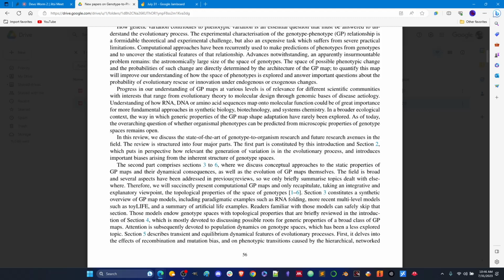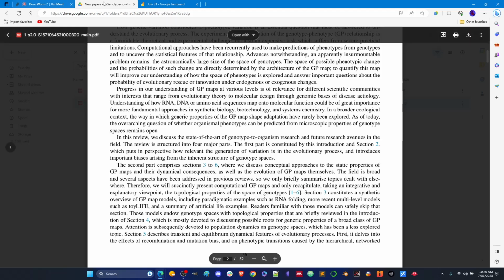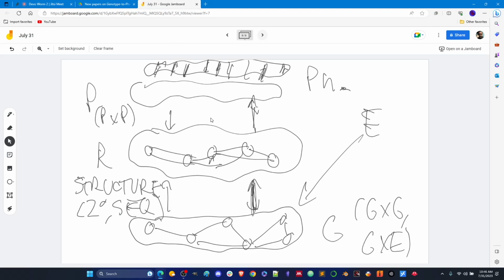So these GP maps are both static and dynamic. If we look at it like this, it's pretty much a static representation. I'm just showing you the levels, but they're also dynamic systems in the sense that they evolve. Sometimes they evolve independently. Sometimes they evolve in the same direction.